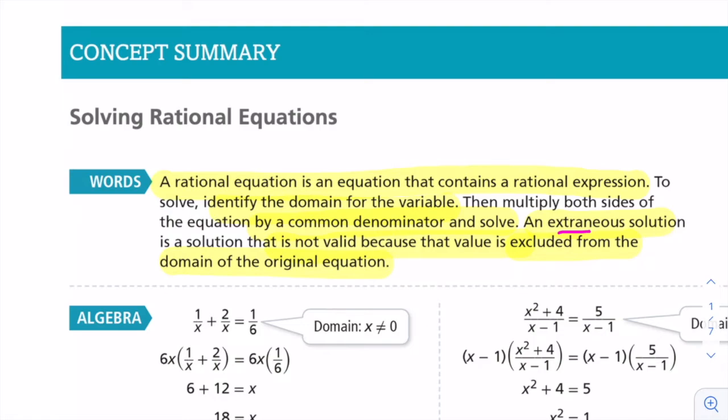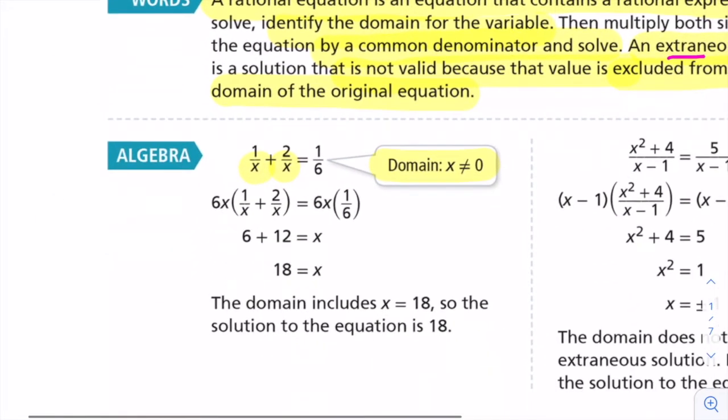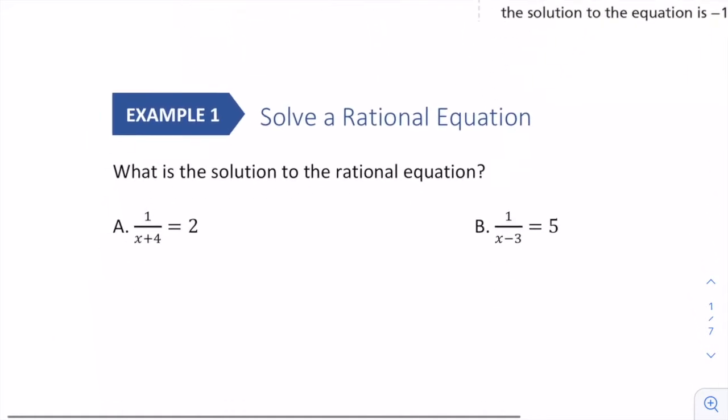So remember, when we look at the domain, we're looking at rational expressions, and they usually have a denominator in the bottom of the fraction, and that's going to restrict the domain. So if x is in the bottom or the denominator, we know that x cannot equal 0. Okay, let's start with the first example.